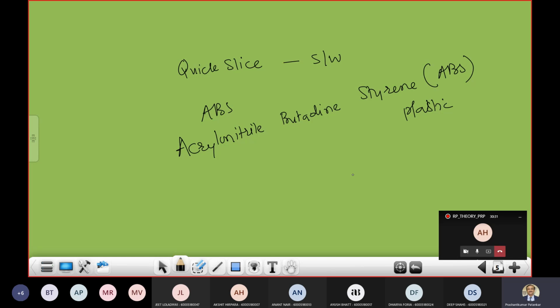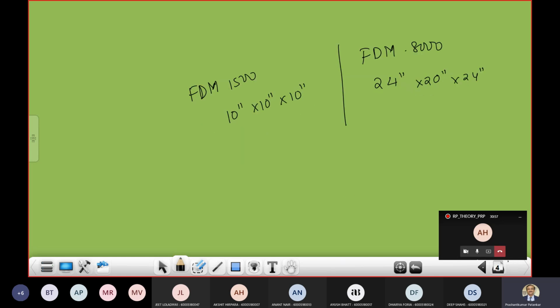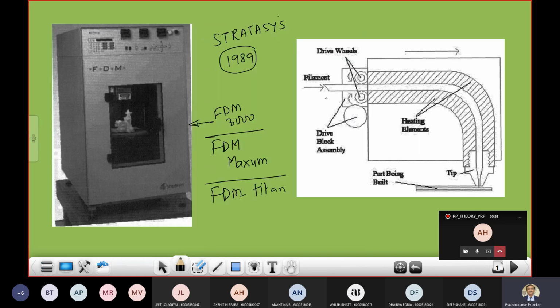That ABS is typically used on a large scale. Nowadays we are making use of ABS as far as FDM is concerned, instead of elastomers and all. So the build and the support material come in the form of a filament, as I showed you here. In this particular form, your build material will come.